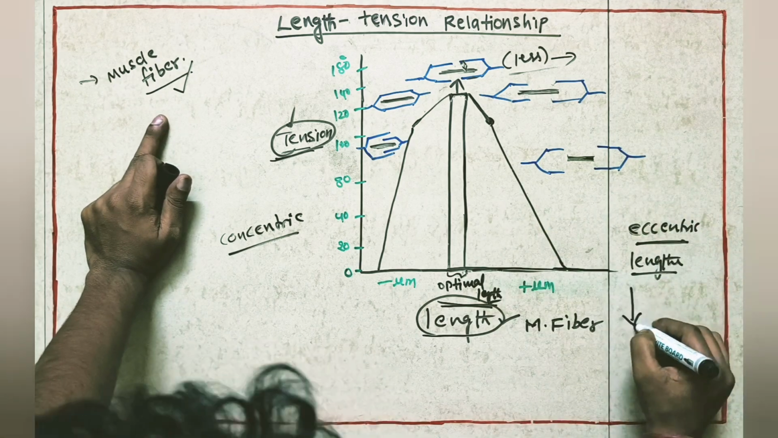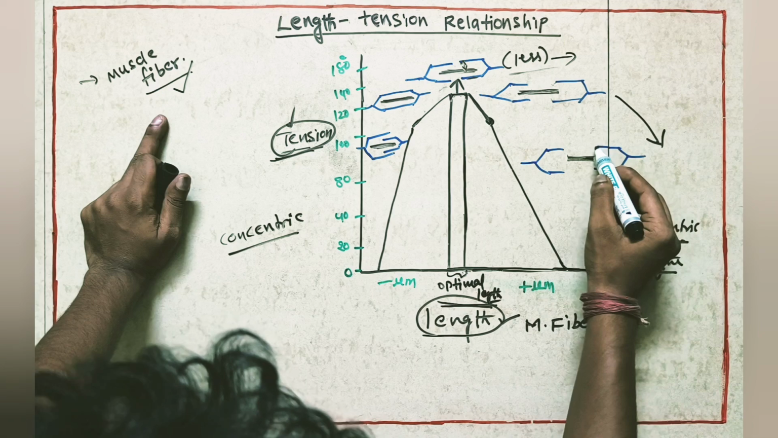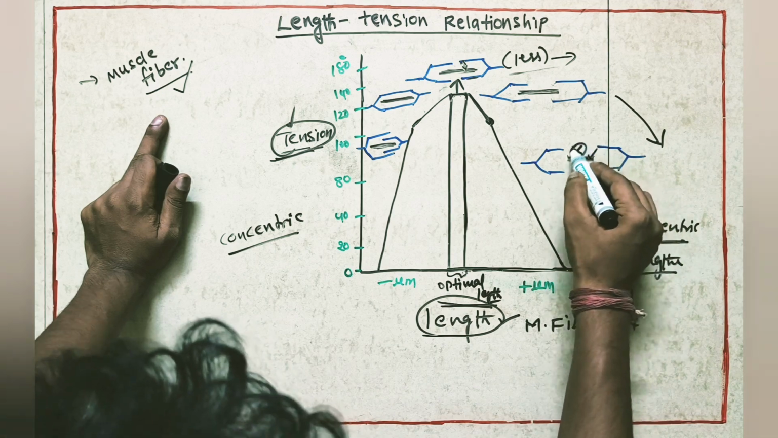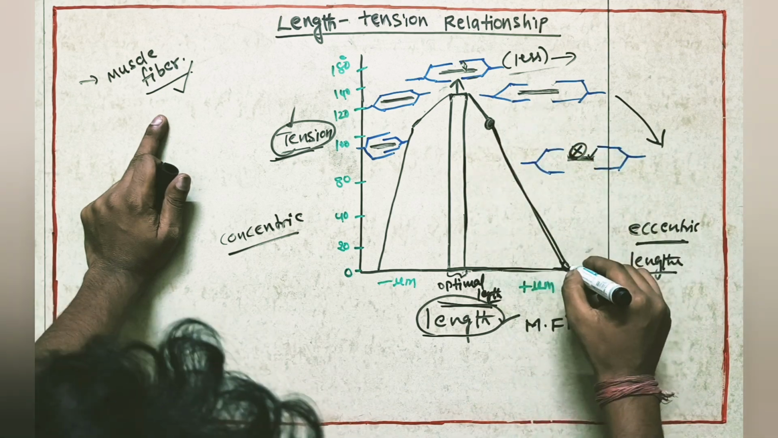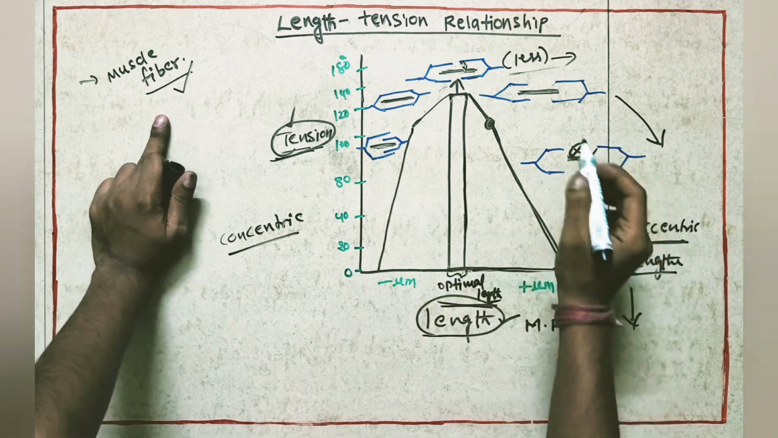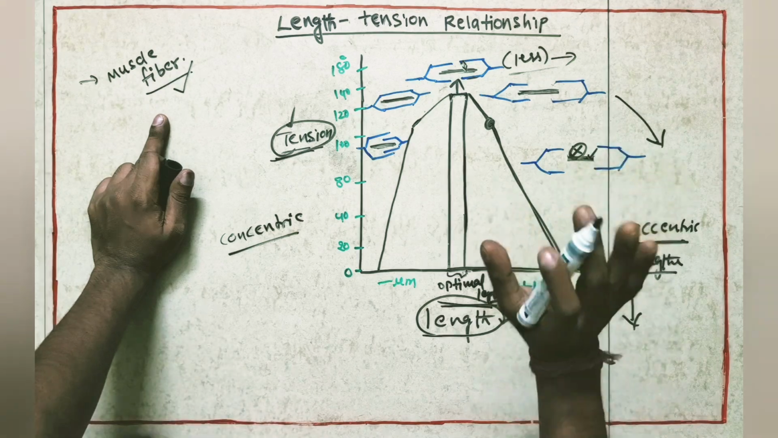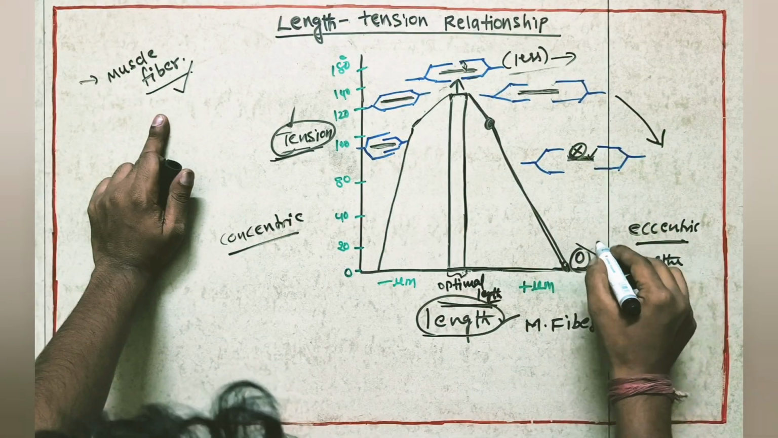If we do a little more eccentric contraction, the overlap between actin and myosin won't be there, so the tension will come to zero. This is about eccentric contraction. If the overlap is there between actin and myosin, then some tension will be present. If there is no overlap, there is no tension.